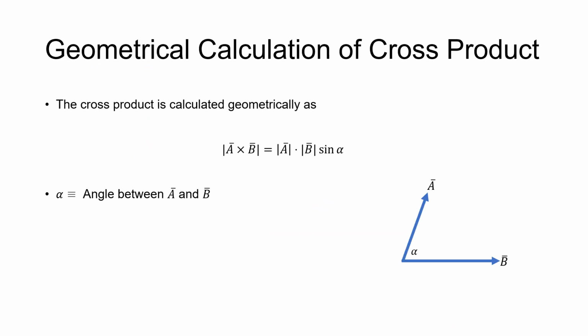Now we move to the geometrical calculation of the cross product. Geometrically, we can calculate the magnitude of the cross product as magnitude of A multiplied by magnitude of B multiplied by sine alpha, where alpha is the angle between A and B. But note that this is not the complete cross product. This is just the magnitude. The direction of the cross product is perpendicular to both A and B. So if we look at the graph, since A is rotating anti-clockwise, the direction of the normal will be going inside the page.